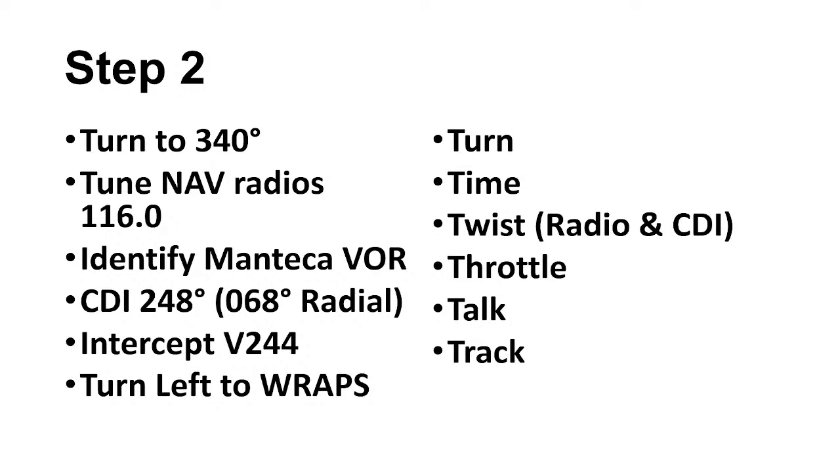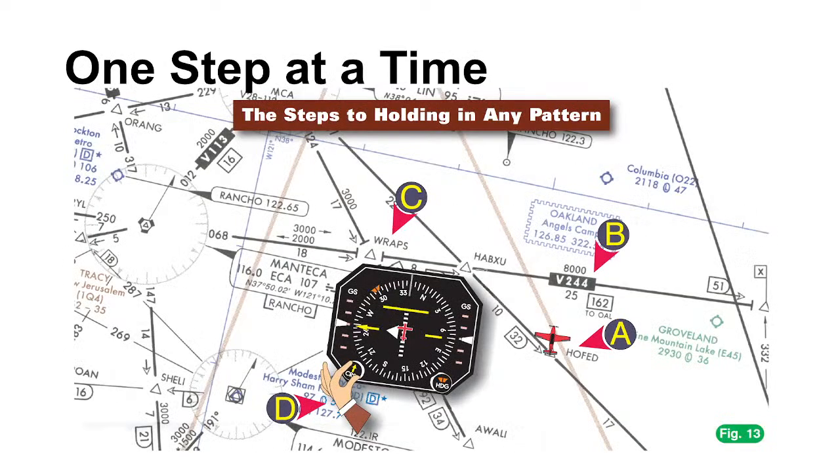All right, I'm going to go back here. So we're on Victor 244. They said you're going to hold on 244. Now, one of the nice things here is that line is already drawn on the map. All right? So you're holding somewhere on this line. Does that make sense? Your inbound leg is going to be on that line.